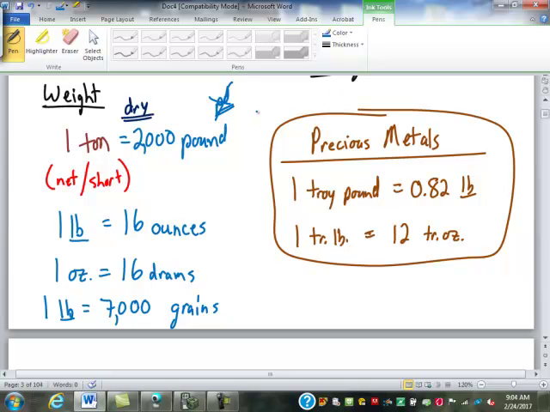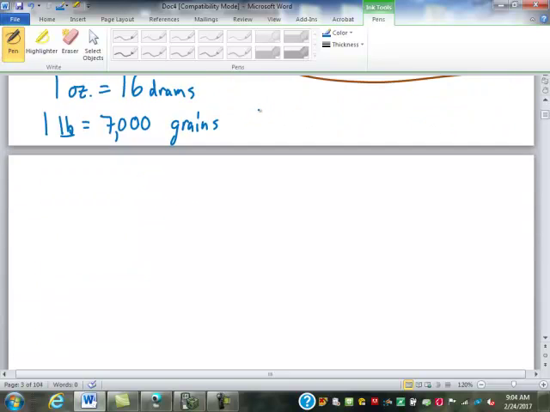Well, if I want to look at liquid measure, we talked about fluid ounces as being a measure of capacity. 1 cup containing 8 fluid ounces.